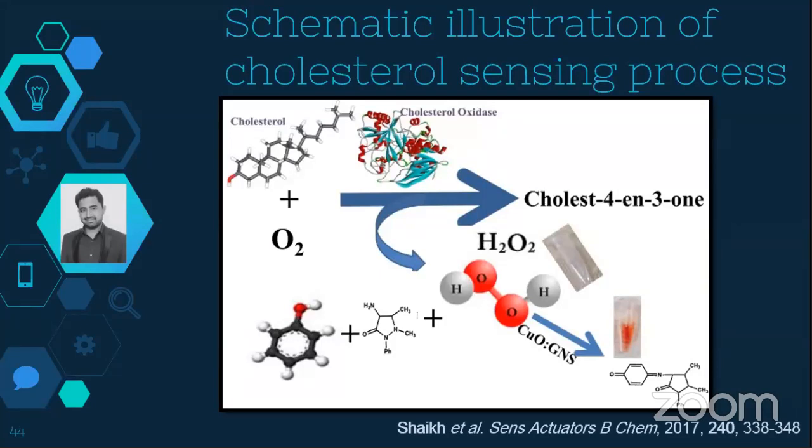So here you can see the H2O2 coming out as a byproduct can also be sensed by our probe, the copper oxide GNS composite. You can see this is colorless, and as soon as you treat it with our composite, it transforms into an orange color. So that can be detected as well. It can dual detect both your cholesterol as well as H2O2.